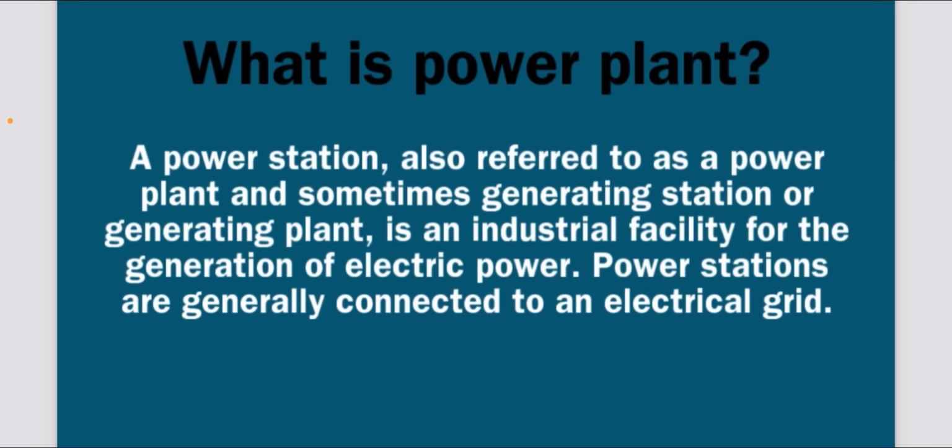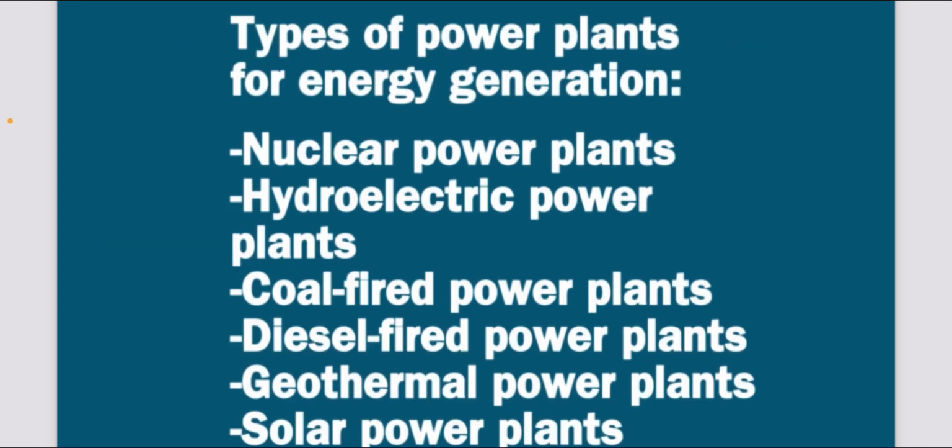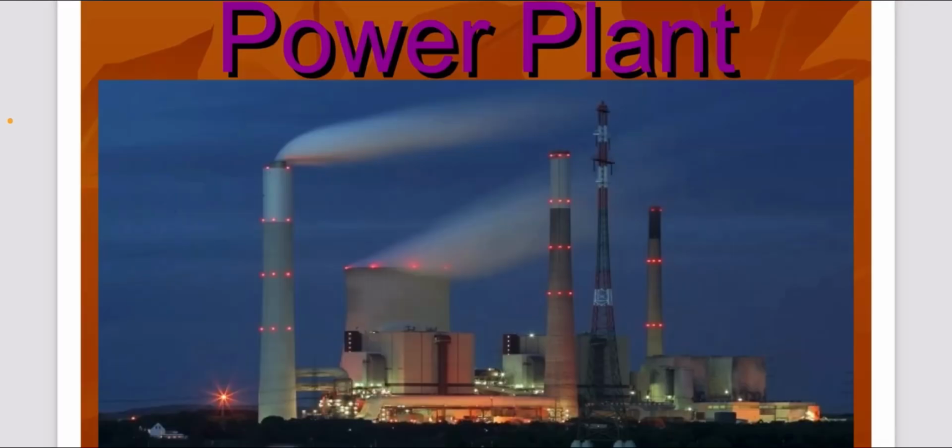Power stations are generally connected to an electrical grid, and there are some types of power plants for energy generation. First of all, nuclear power plant, hydroelectric power plant, coal fired power plant, diesel fired power plant, geothermal power plant, and solar power plants. And this is one of the coal power plants.